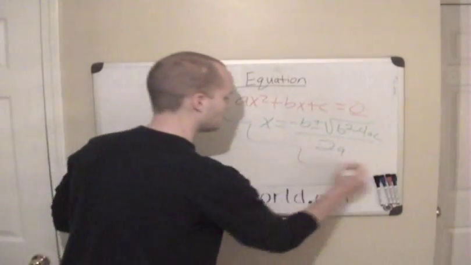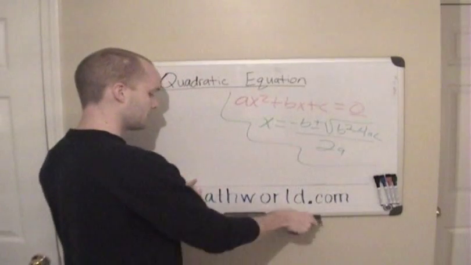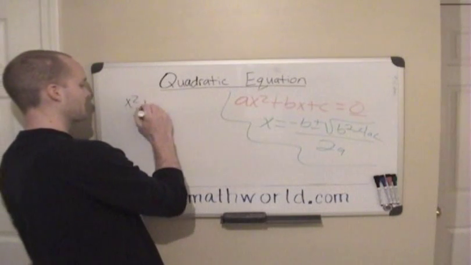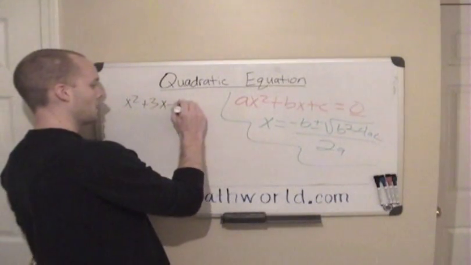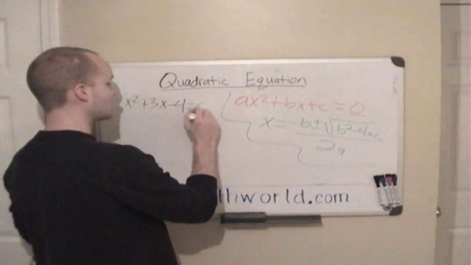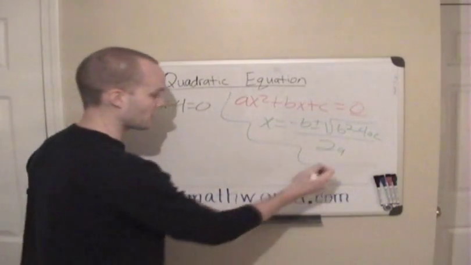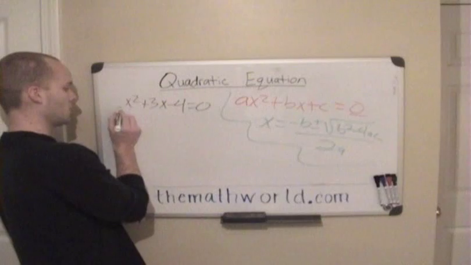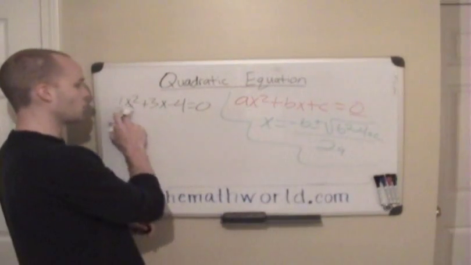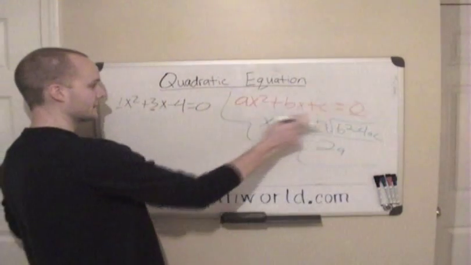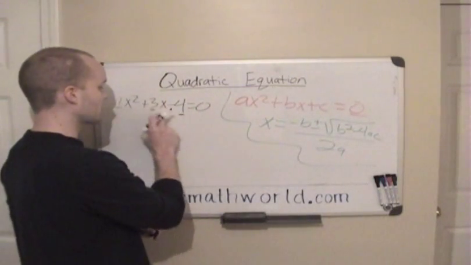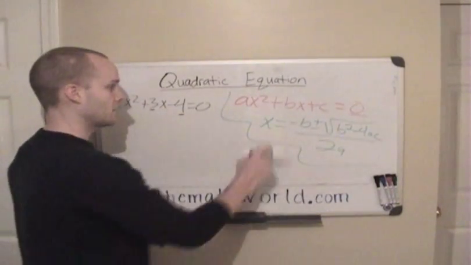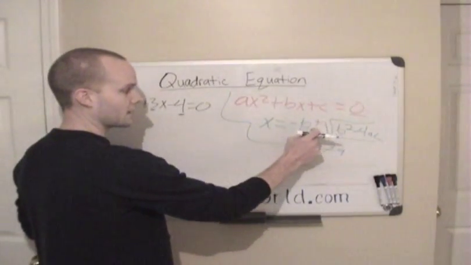So from here, if we're given an equation, let's take a look at an example. Let's say x squared plus 3x minus 4 equals 0. So we're trying to find when y equals 0, when it's along that x-axis. If you're given this example, basically we have 1 in front of the x. So a is 1, b is 3, and c is negative 4. So what we're going to do is plug these numbers into this equation and solve for x.